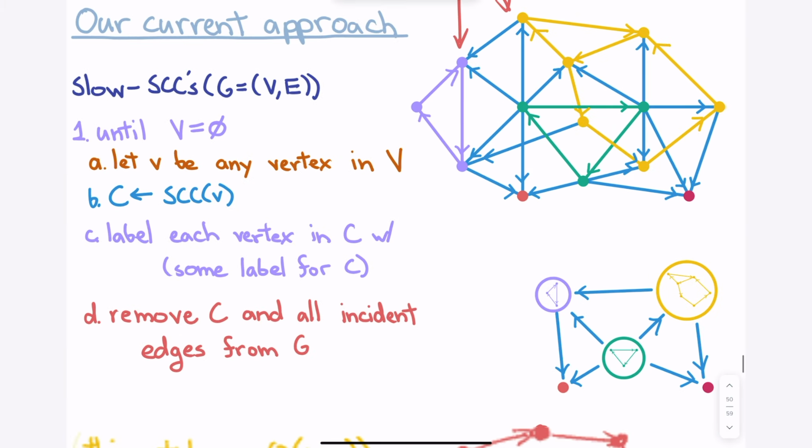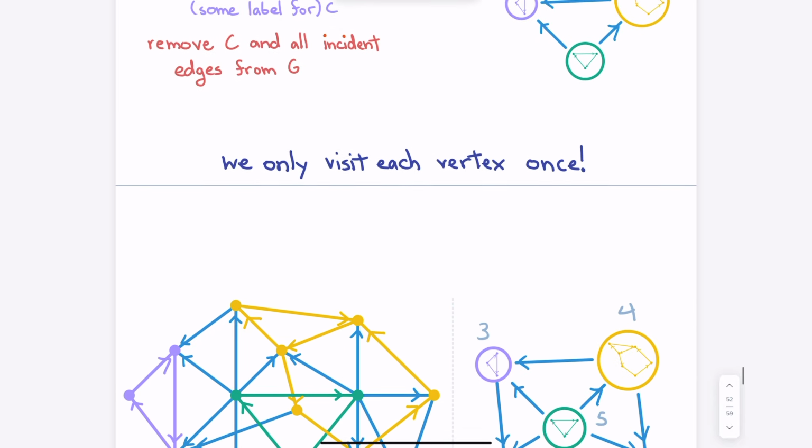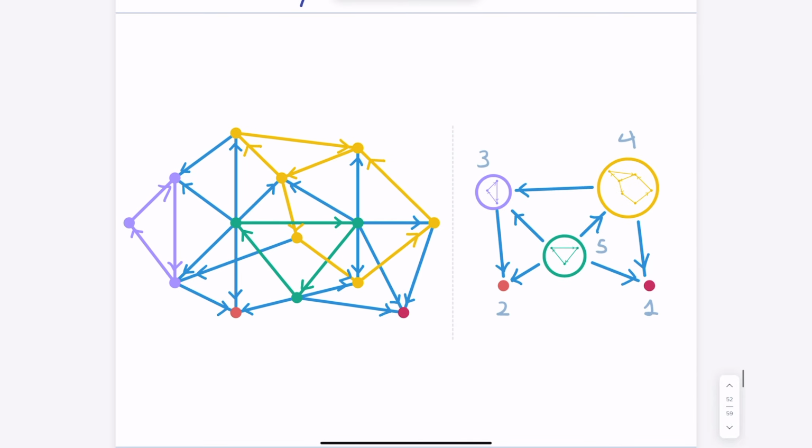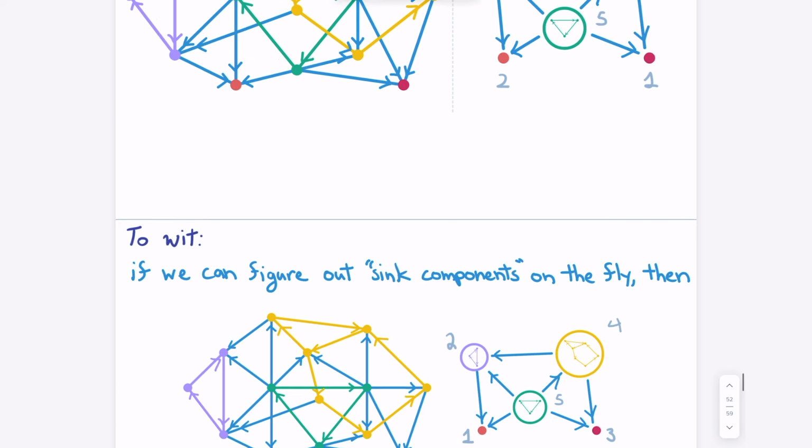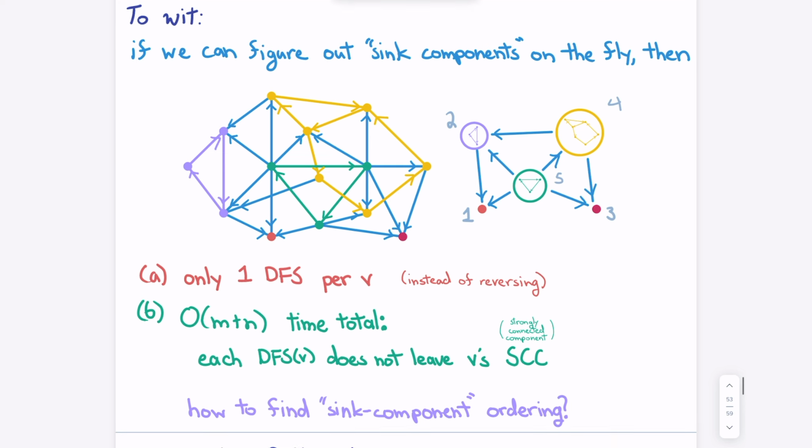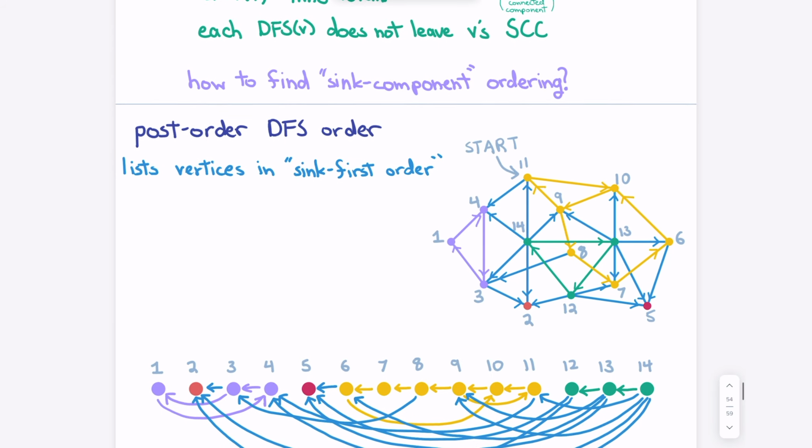Okay, good. Right on time, I think. Okay, so we only have to visit each vertex once if we do it in the right order, each edge once. Are we going to do topological sort? Yeah. Okay, so if we can figure out the sink components on the fly, we'd have a very good algorithm. Okay, but it's not clear, again, as you pointed out, it feels like we need to know the answer to get the... Okay, so how do we find the sink component ordering?